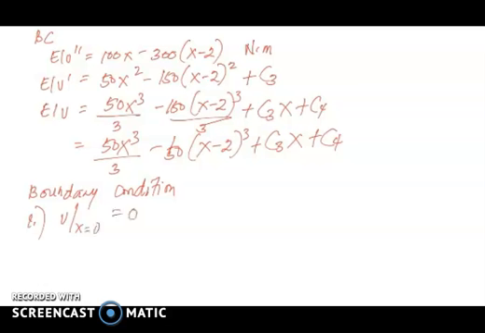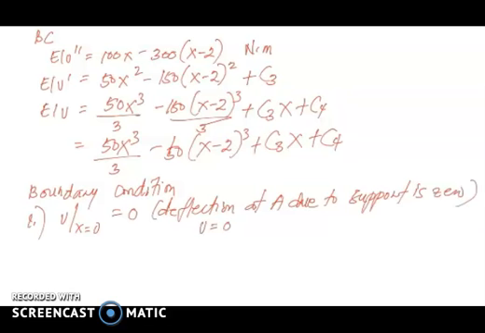Meaning to say, the deflection at A due to support is 0. So we're going to have V is equal to 0 and x is equal to 0. If we try to substitute, we get C sub 2 is equal to 0.